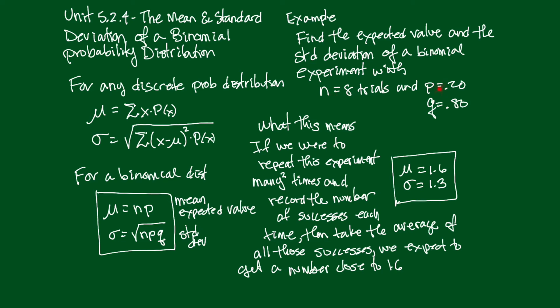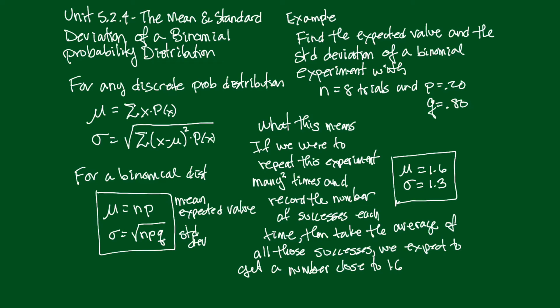So we do this experiment many, many times, and every time we do it, we record the number of successes. Then we take the average of all those successes. So like in trial 1, 2, 3, 4, 5, trial 100, trial 1,000, we find the number of successes, and then we average all those. Well, that average is going to be a number close to 1.6.